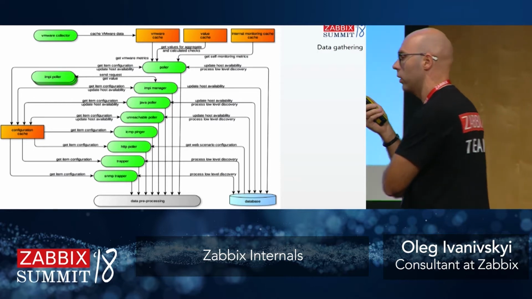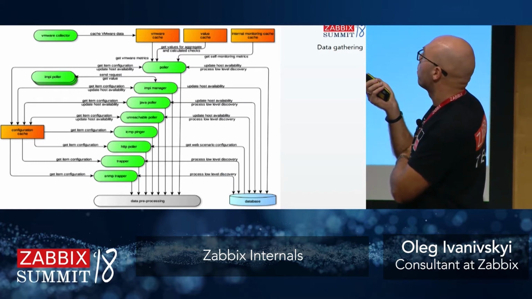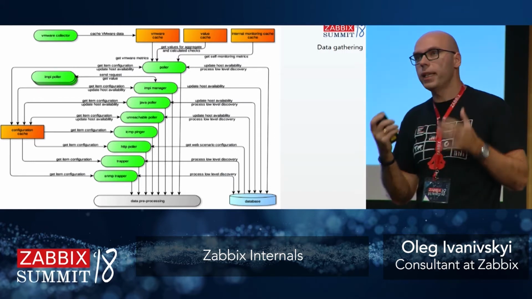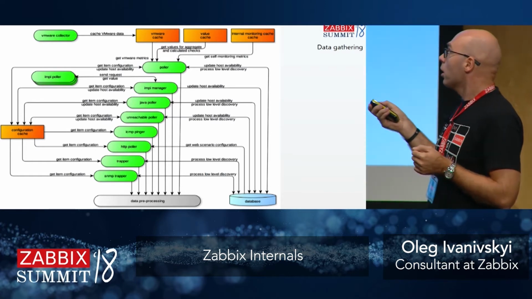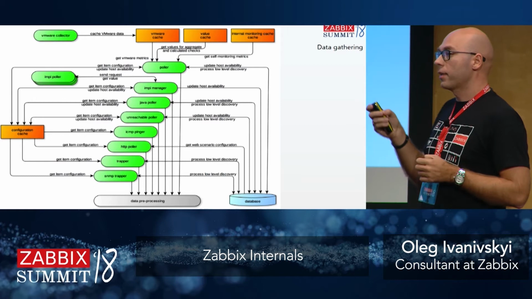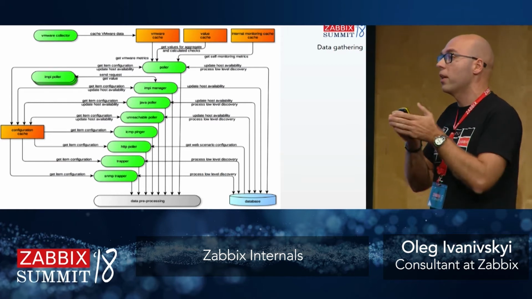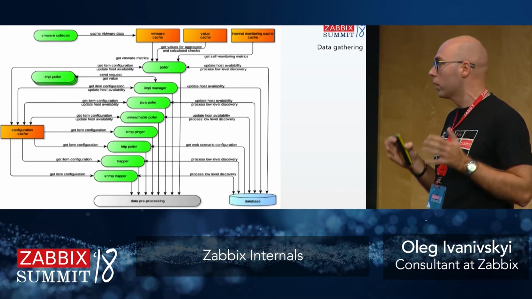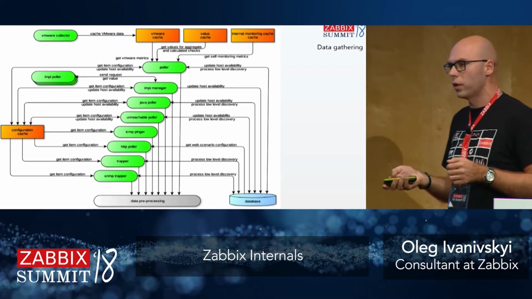So when they use the database directly, if we get some data from an agent, and it was marked as unreachable before, the poller will connect to the database and will update that status in the database directly. So again, there are some use cases when a process will connect to the database directly, but again, it's not about data collection. So let's imagine we do have some values here.